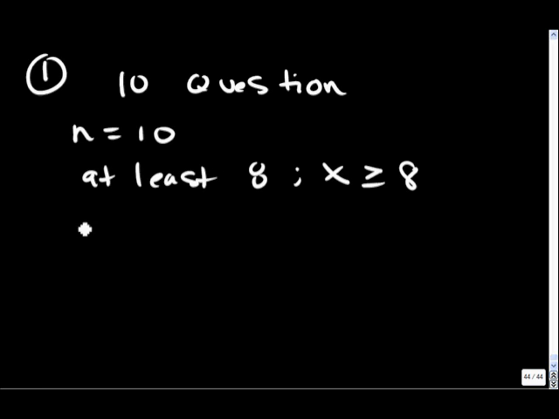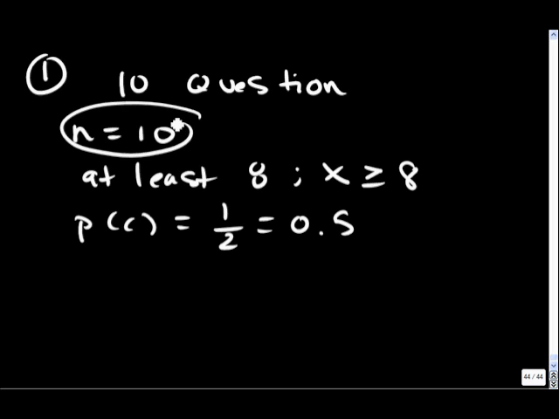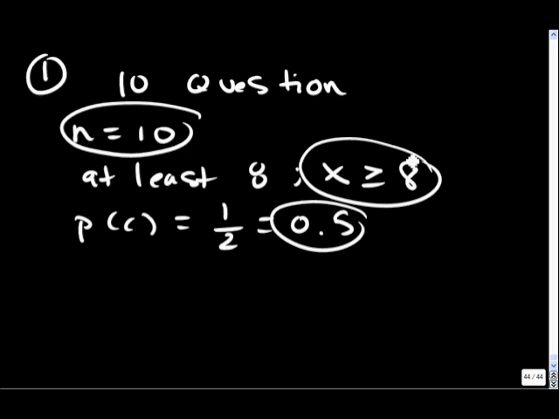The probability of guessing correct on any particular one question is 1/2, which is 0.5. We have the important pieces of information. N is 10, the value of P, and the question itself, at least 8.